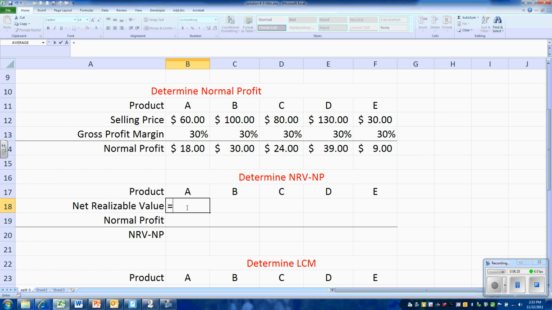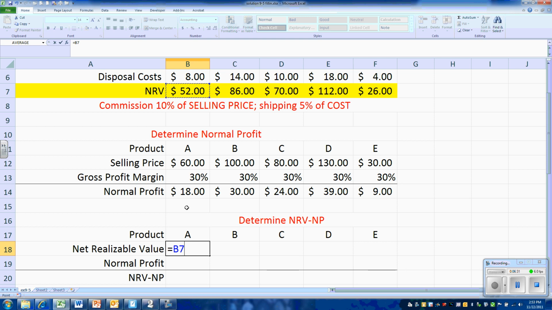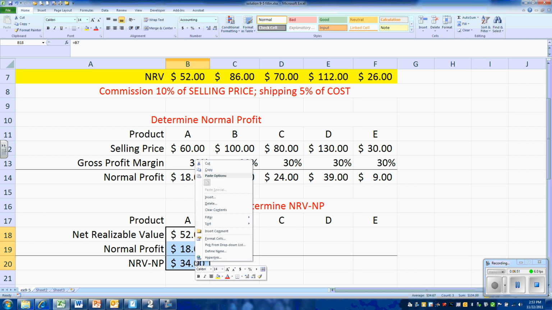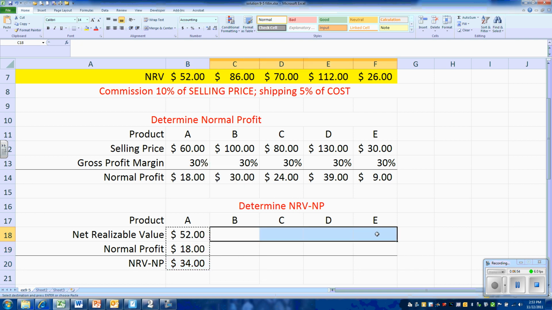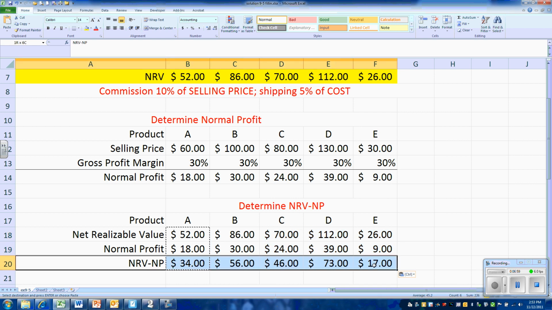So for product A, we'll go up and we will say that the net realizable value equals cell B7, the normal profit equals cell B14, and our net realizable value minus normal profit is $34. Again, we can take that, copy that, paste it across, and we have our second component of our analysis, net realizable value minus normal profit.